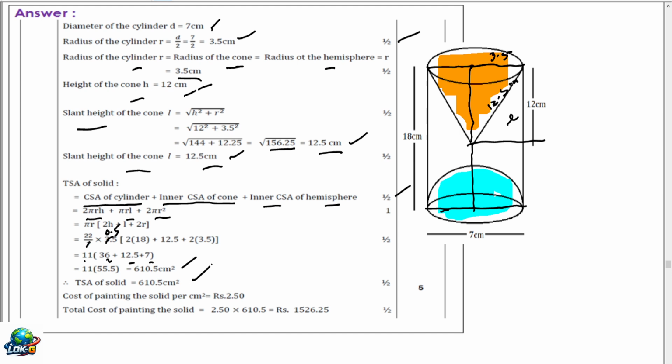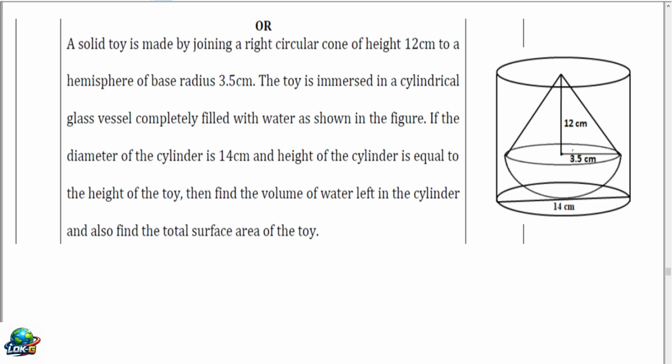The total surface area of the solid, 610.5 square centimeter, is to be painted now. The cost of the paint is 2.5 per square centimeter. If you multiply it with 610.5, you will get 1526.25 rupees. That will be the final answer. I hope you understood the calculations, my dear students.